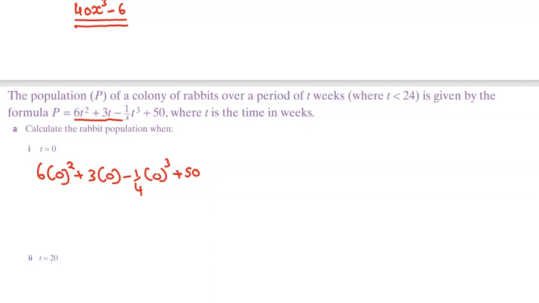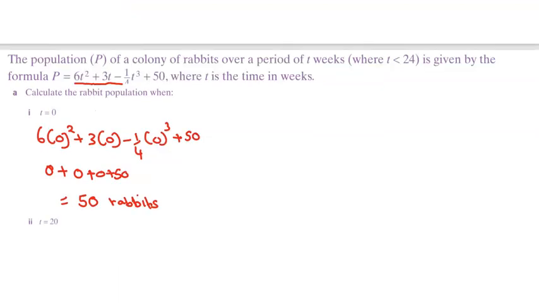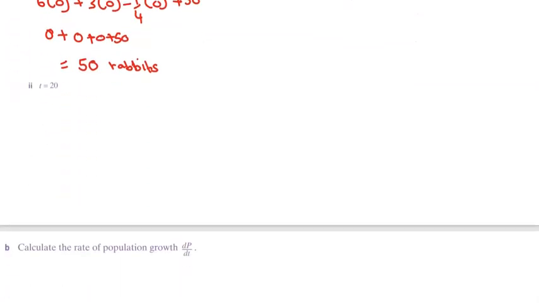This is 6 times 0. 0 squared is 0. 0 is 0. So this one is going to give us 0 plus 0. A quarter times 0 is still plus 0 and then plus 50. So technically this one gives us 50 rabbits. But then when T is 20, this one becomes different.